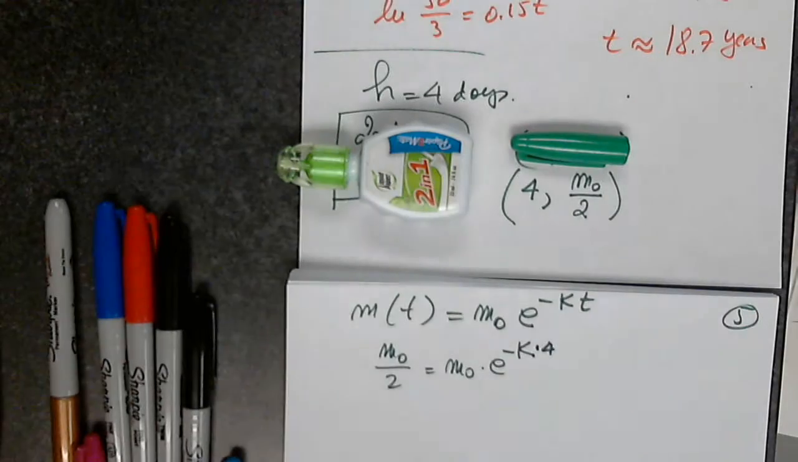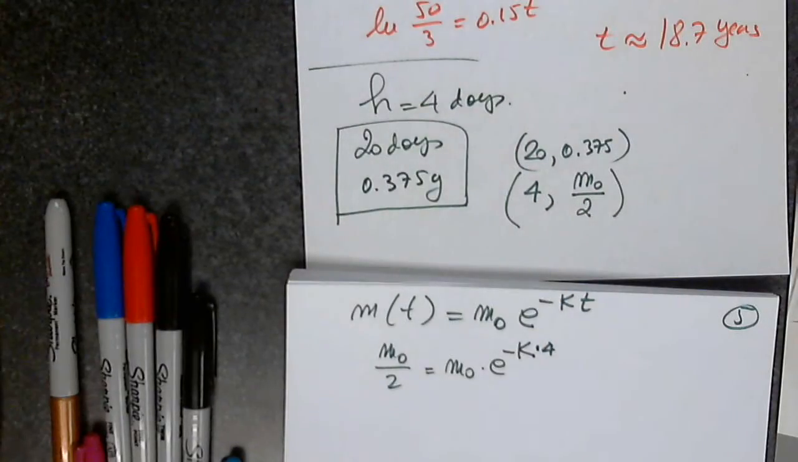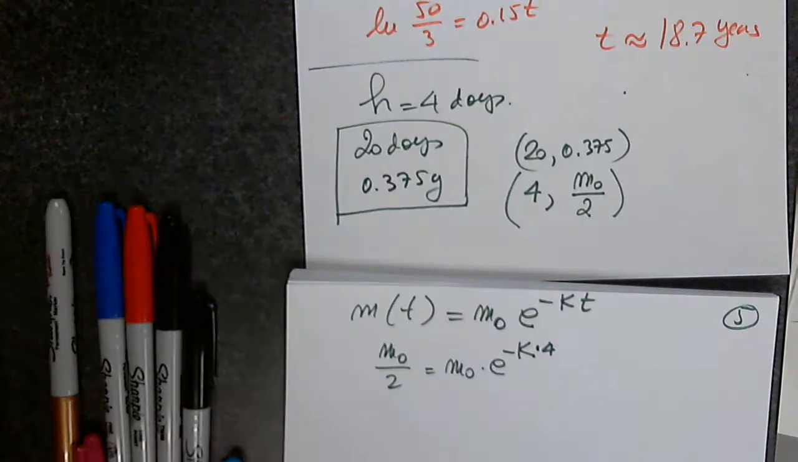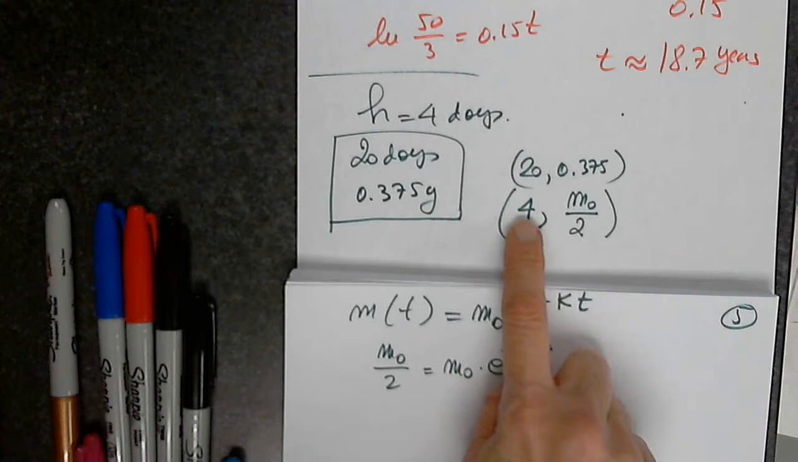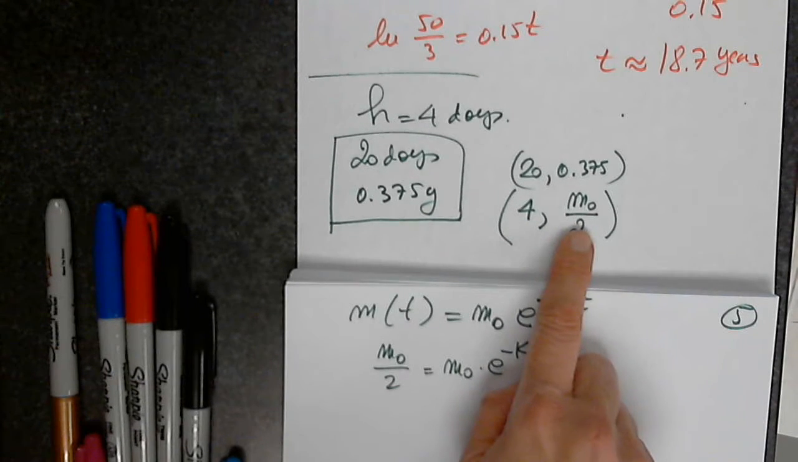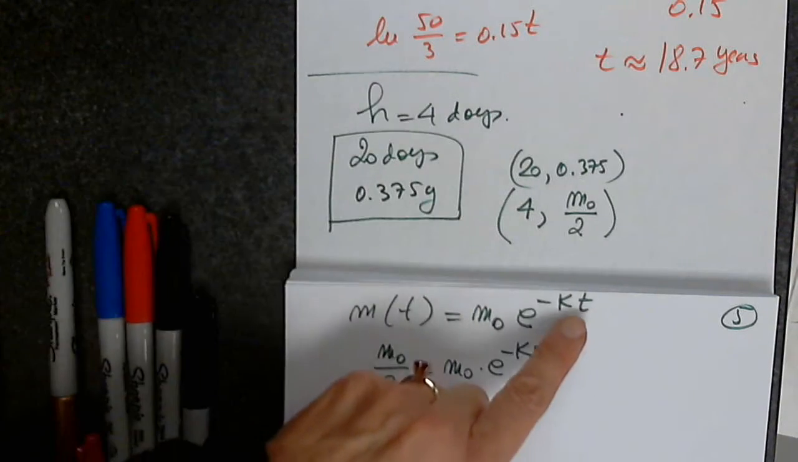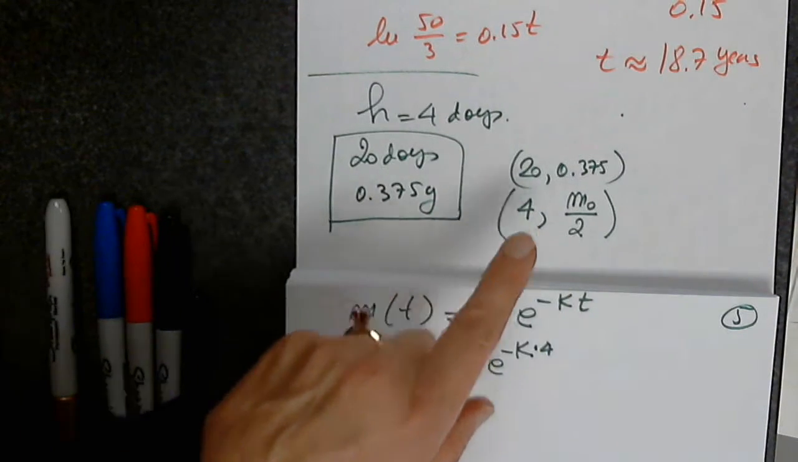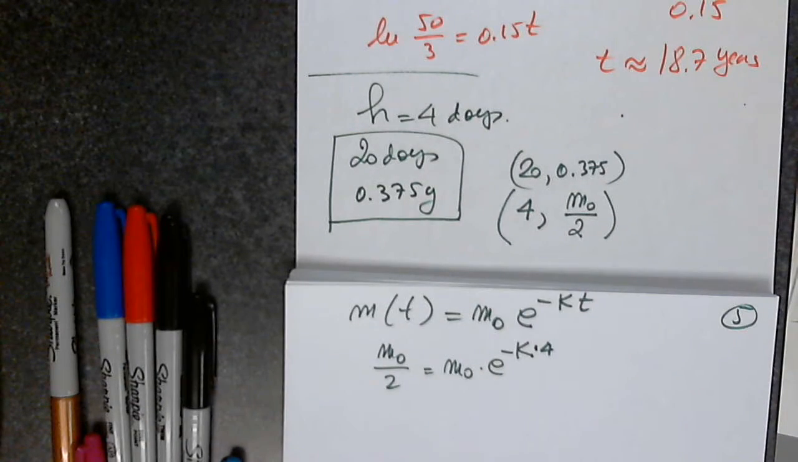Exactly. That's the first point. When I am told the half-life is 5, 10, whatever, 10 million, this is the point I write: half-life, comma, the mass over 2. In the model, I only plugged in this point. When time is 4, the mass is m0 over 2. That's what 4, comma, m0 over 2 says, correct? It says when time is 4, the y is this.